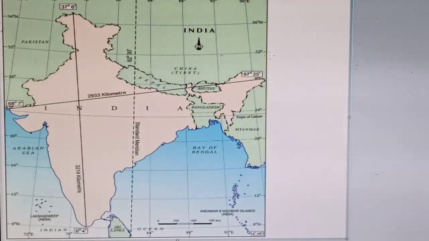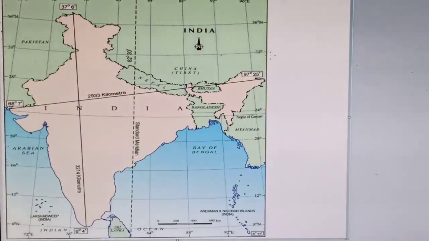And now in this video we are going to do the map of India. Which map of India? India's total length, as well as India's size and extent. As you all know, India is the seventh largest country and occupies only 2.4% of the world's total area, that is 3.28 lakh square kilometer.